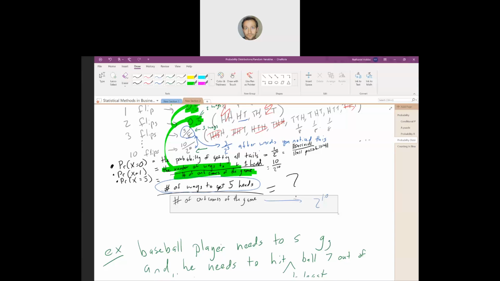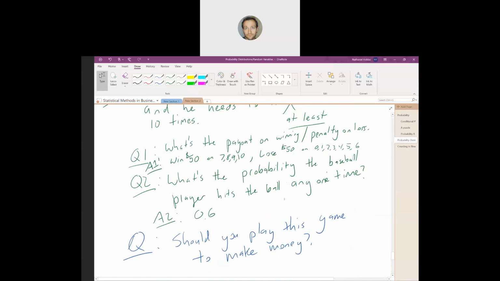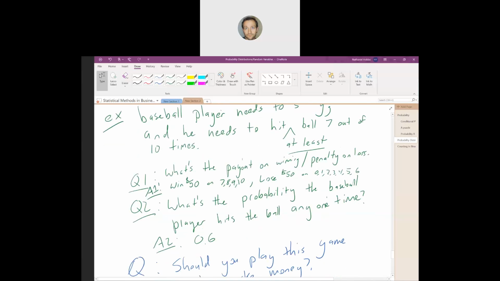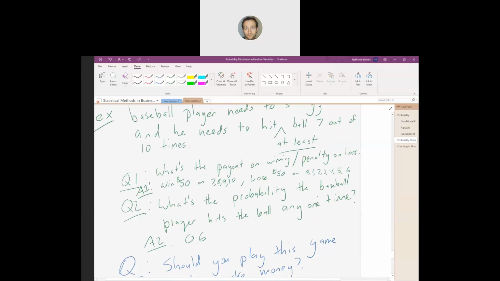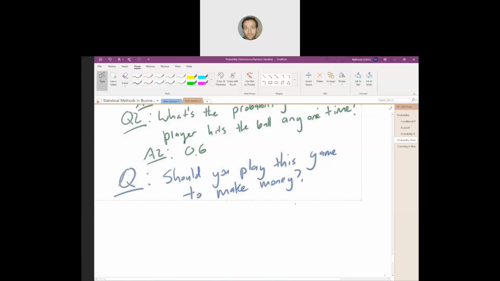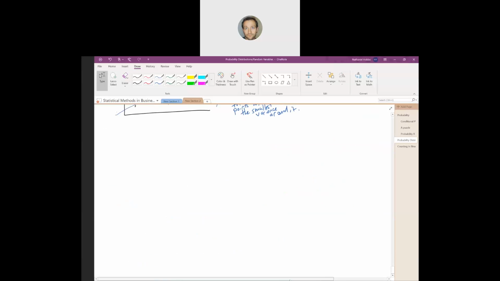Okay, so anyway, this bottom part, the number of outcomes of the game, that's easier. This part, the number of ways to get 5 heads, is a little bit more difficult. So more space. I'm going to put this at the end, because we will end lecture with that.